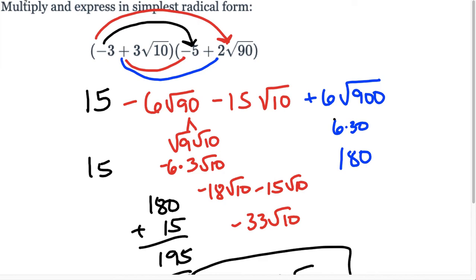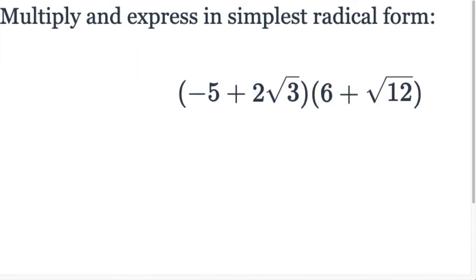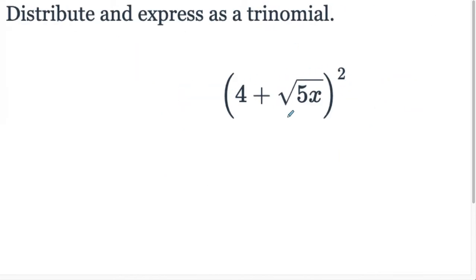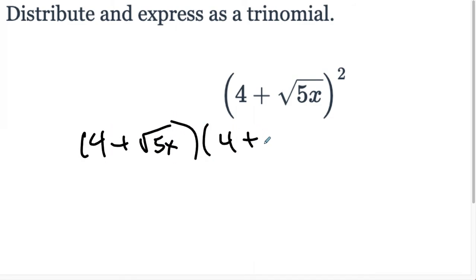There are others that you would have to think about, such as maybe something like this when it is being all squared. So what you would have to do there is to multiply 4 plus square root of 5x by itself again. Okay, so here we have 4 plus the square root of 5x times 4 plus the square root of 5x. So generally it's the same rule.